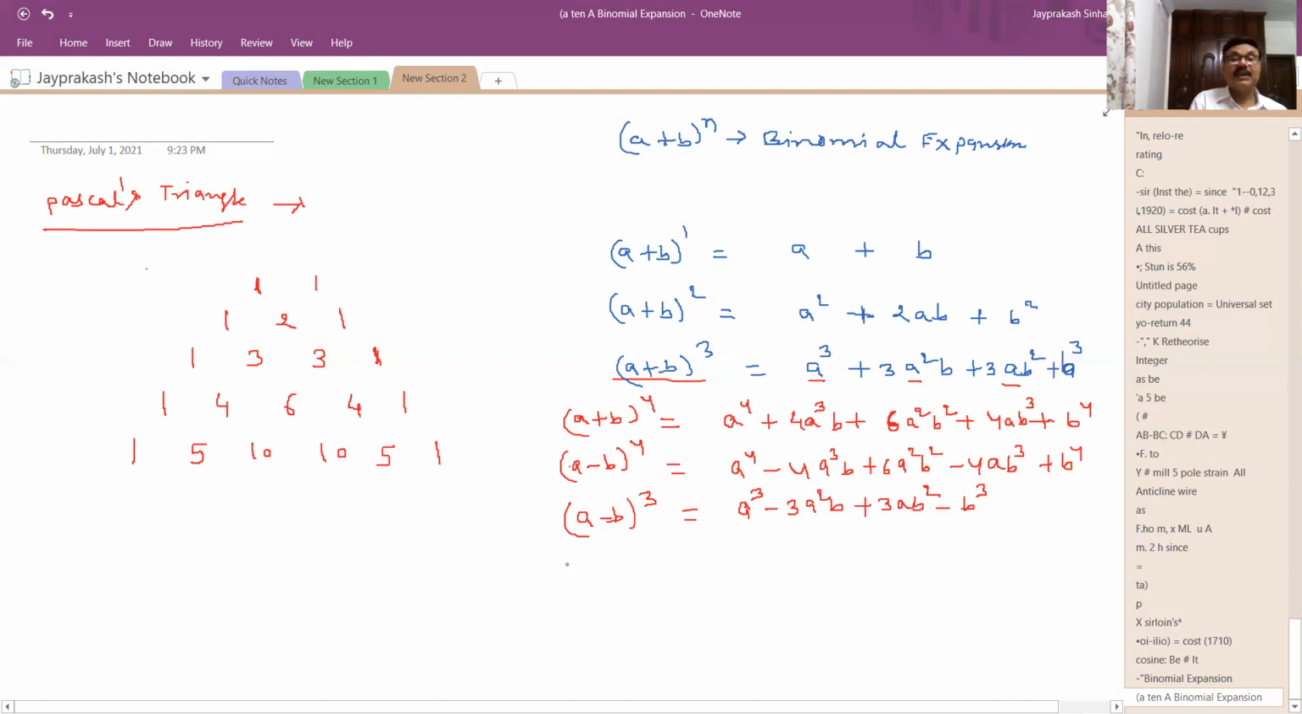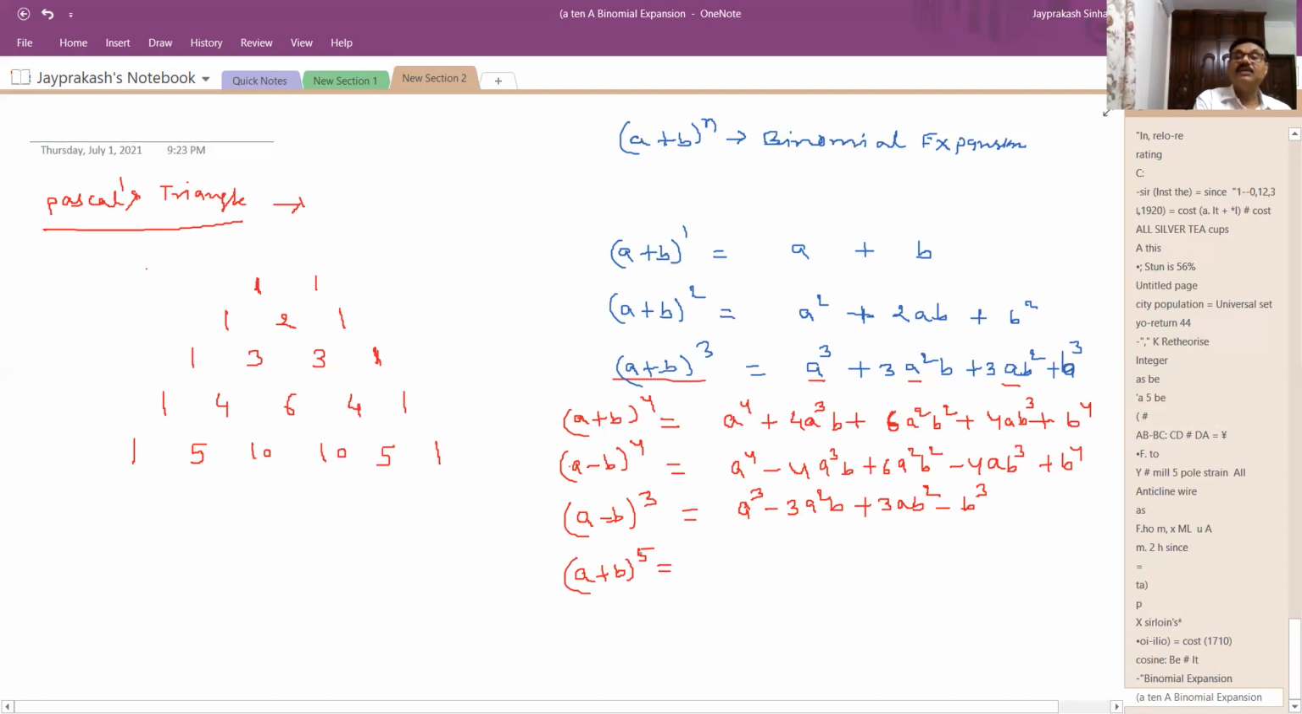Okay. If I ask you, write the expansion of (a + b) to the power 5, how will you write it? Because the power is 5, the number of terms will be 6, because 5 plus 1 is 6. See here, in (a + b) to the power 4, the power is 4, so the number of terms will be 5: first term, second term, third term, fourth term, and fifth term. Similarly, here (a - b) whole cube means the power is 3, so the number of terms will be 4, 3 plus 1: first term, second term, third term, and fourth term.